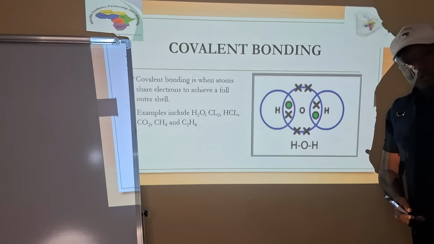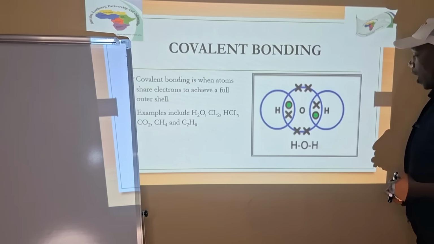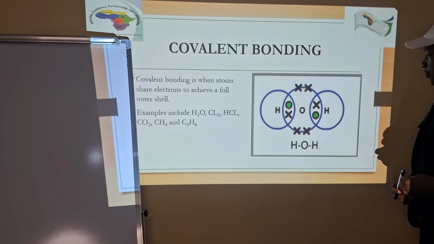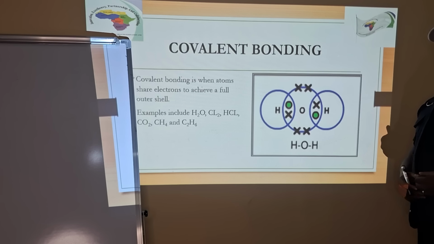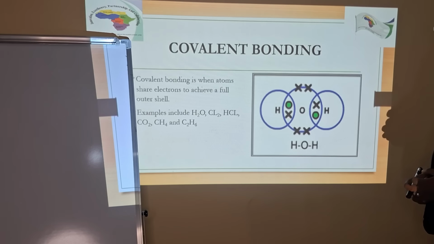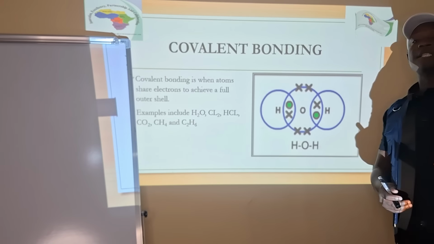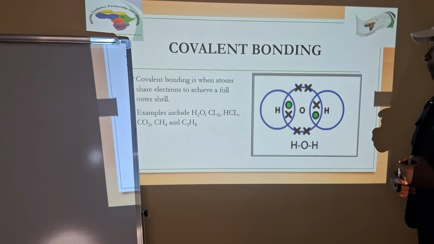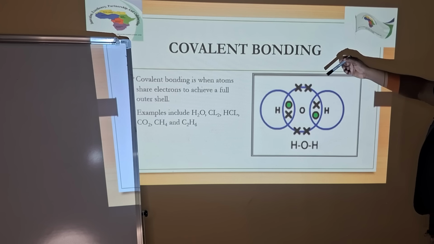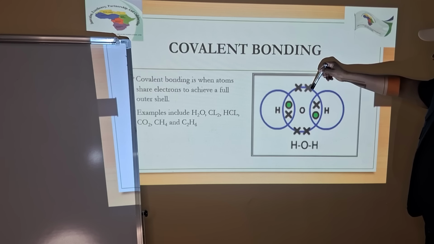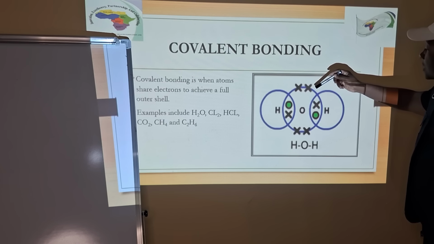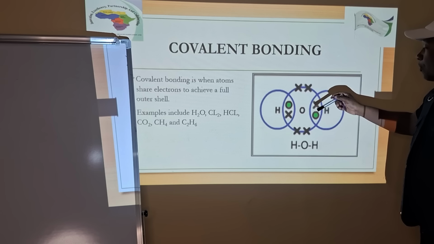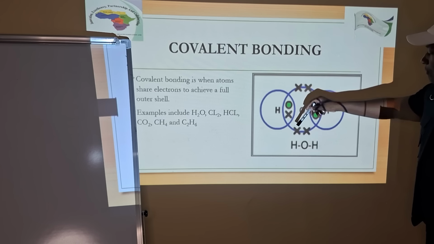So we know that hydrogen has an atomic number of 1, and it has 1 electron in its outermost shell. For oxygen now, we know that the atomic number of oxygen is 8, meaning that it has 6 electrons in its outermost shell. So these crosses are representing the number of electrons in the outer shell of oxygen. So we have 1, 2, 3, 4, 5, 6.